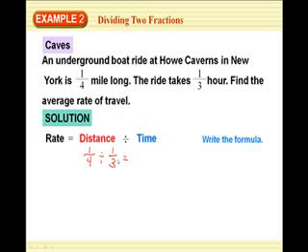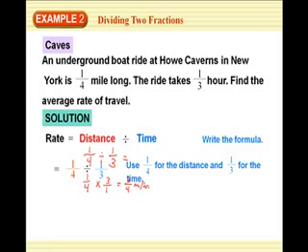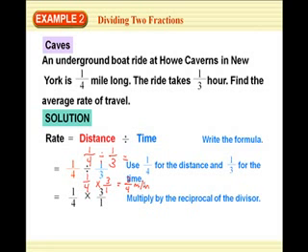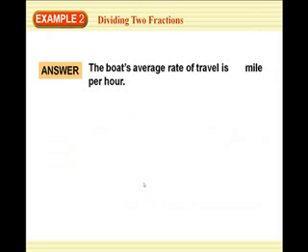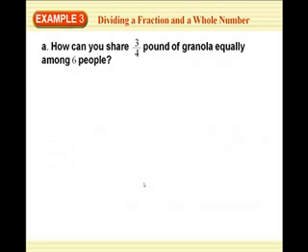Okay, so we go back to our steps. First, are they in fractions? Yes. First fraction stays the same. Change the division to a multiplication. Flip the second fraction over, then multiply. So the average rate of travel is 3/4 miles per hour. There's the flipping it over and the answer putting in there.